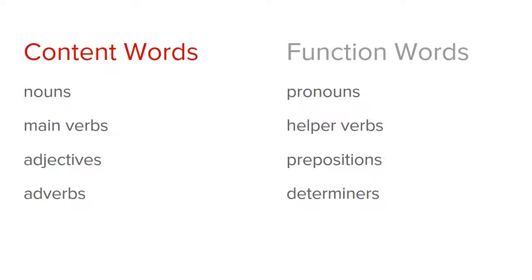How do we know which words receive stress and which ones don't? Well, generally in English, the content words receive the most stress. The function words are unstressed. So content words are nouns, main verbs, adjectives, adverbs. The function words tend to be more grammatical: pronouns, helper verbs, prepositions, determiners.